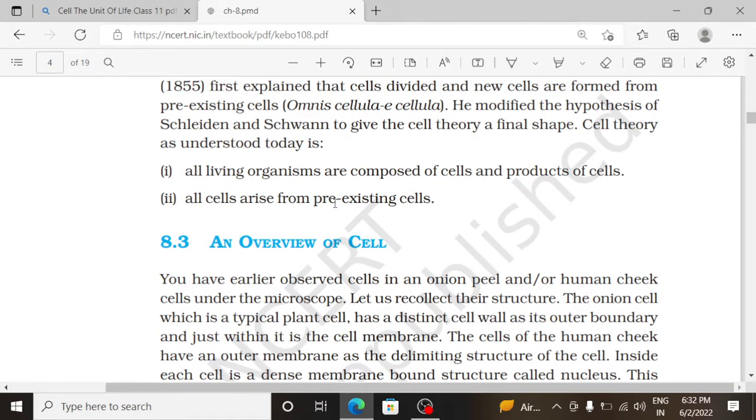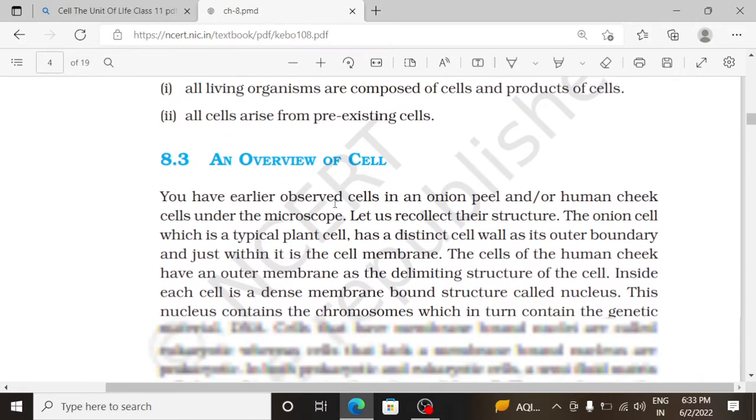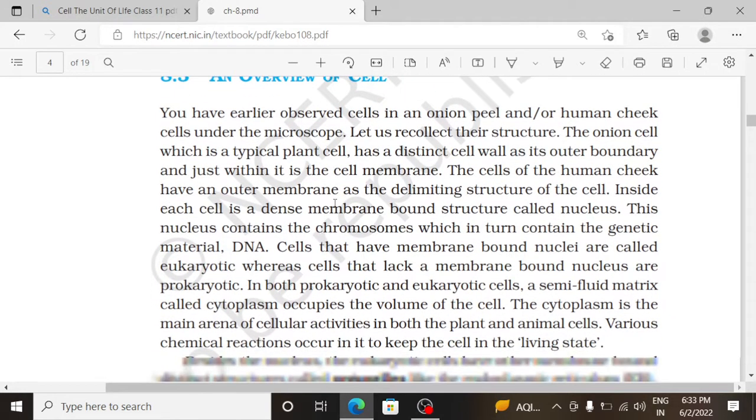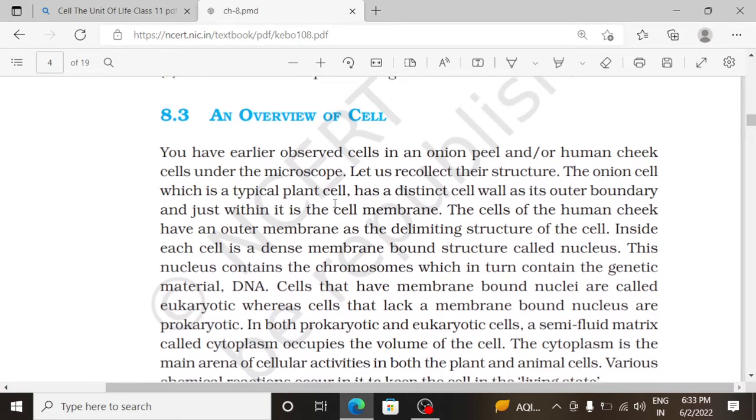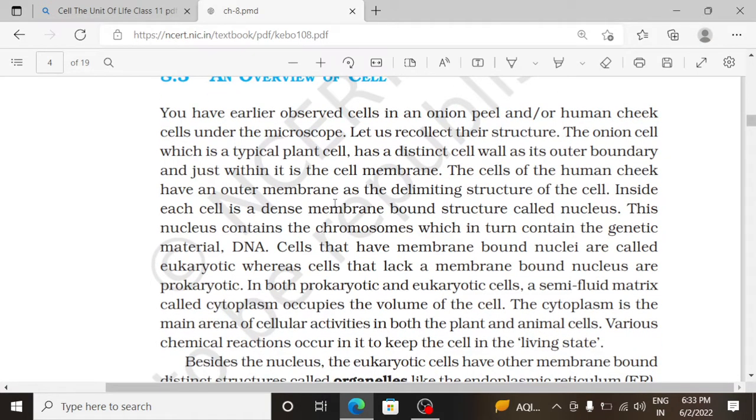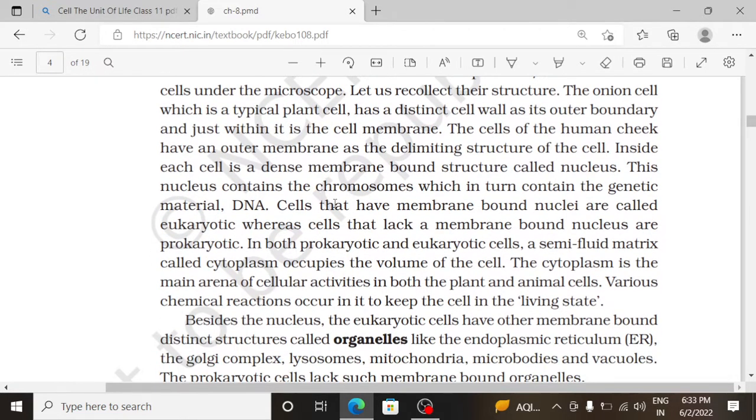First point of the cell theory is that all living organisms are composed of cells and products of cells, and second, all cells arise from pre-existing cells. Then 8.3, an overview of cells. We have earlier observed cells in an onion peel and human cheek cells under the microscope. Let us recollect their structure.